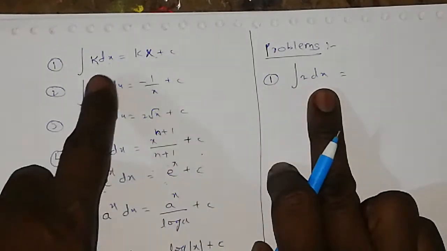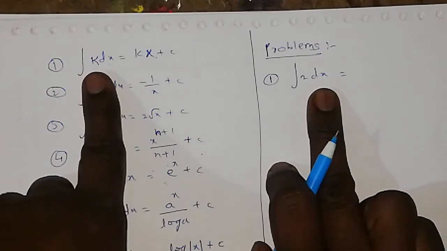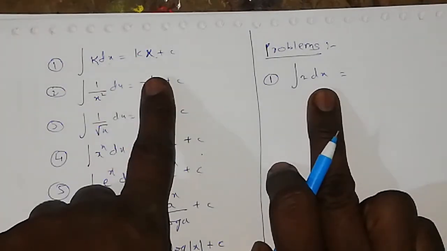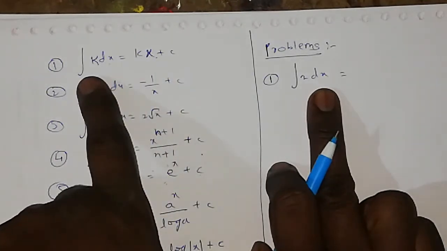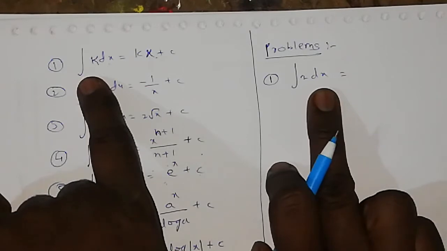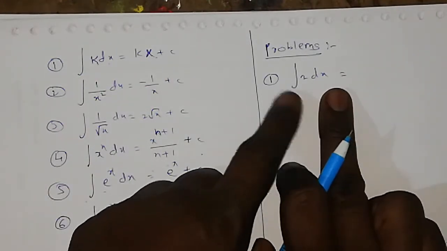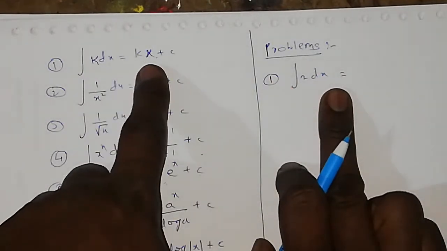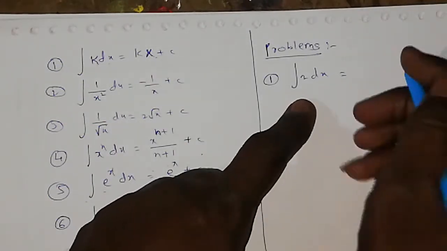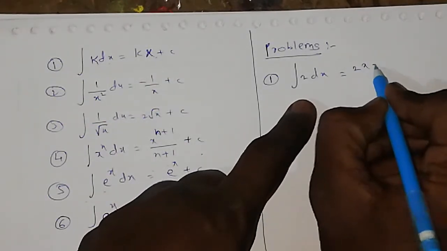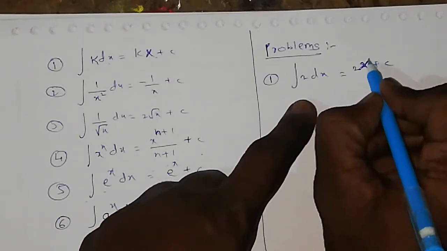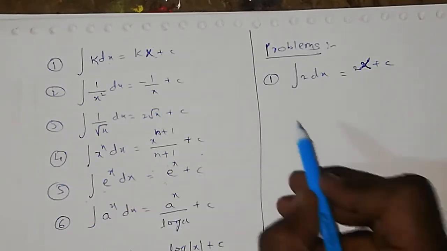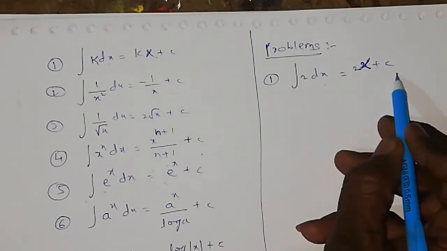So it is in which form? It is in the form of integration of k into dx. Integration of k into dx is kx plus c. Here k refers to some number, either positive or negative or rational also. So integration of 2 dx becomes 2x plus c. This is the answer.